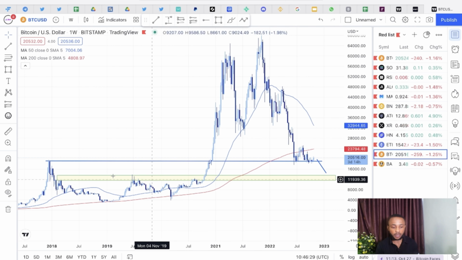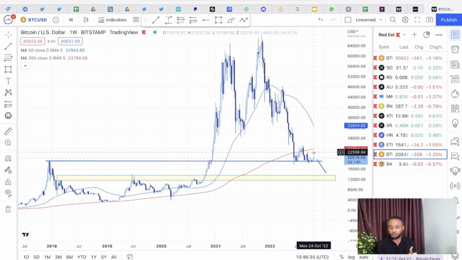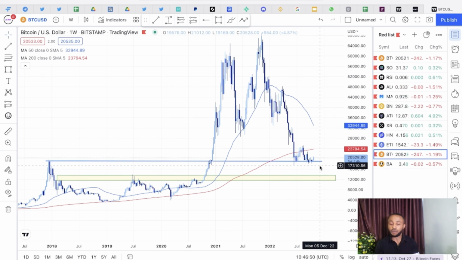This price zone here is our next possible bearish bias if we were to break down. I know some of you will be asking yourself, what should I do in this area now? What is the next thing to do? What I'm actually doing at the moment is stacking up my USDT.